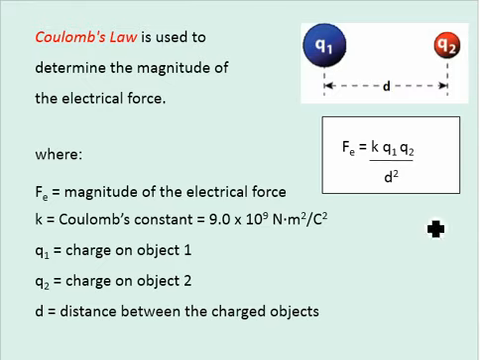So here's Coulomb's law. It tells us that the magnitude of the electrical force is equal to a constant called Coulomb's constant, represented with a lowercase k, and it's equal to 9 times 10 to the 9th newtons times meters squared divided by coulombs squared. Some people call it the electrostatic constant, so you might hear it referred to as that. And then we multiply the charge on each of the objects in coulombs, Q1 and Q2, divided by the distance between the two charged objects squared. Looks very familiar to our Newton's universal law of gravitation equation.